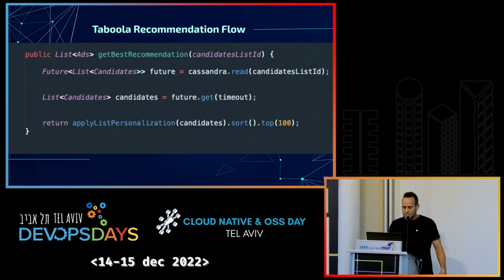So what you can see here is actually the method of our recommendation. We're reading candidates from the database. This is Cassandra, for example, but it can be any other IO. We are running some personalization on these candidates, sorting them, and returning the best recommendation back to the client. You can see that the developer did a pretty good job and put a timeout on the read from Cassandra. Now I'll go back again to this code later during my lecture, so remember it.